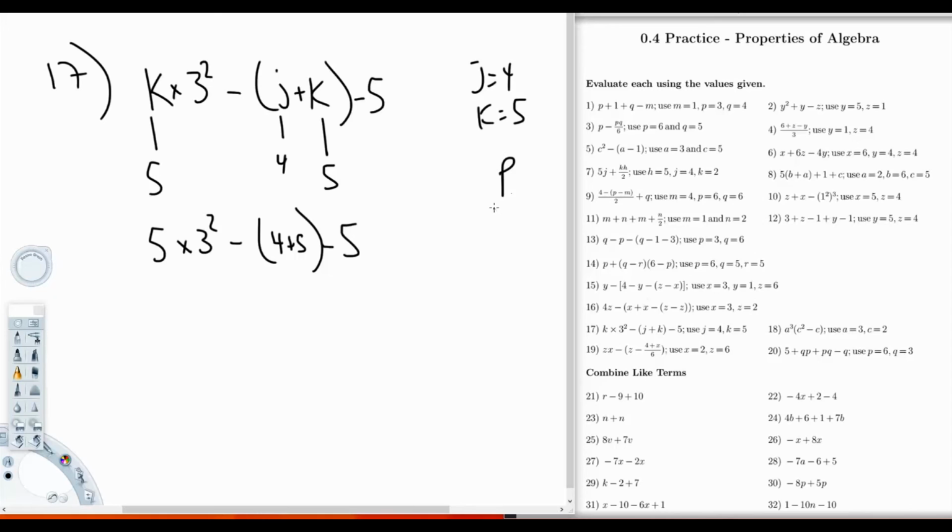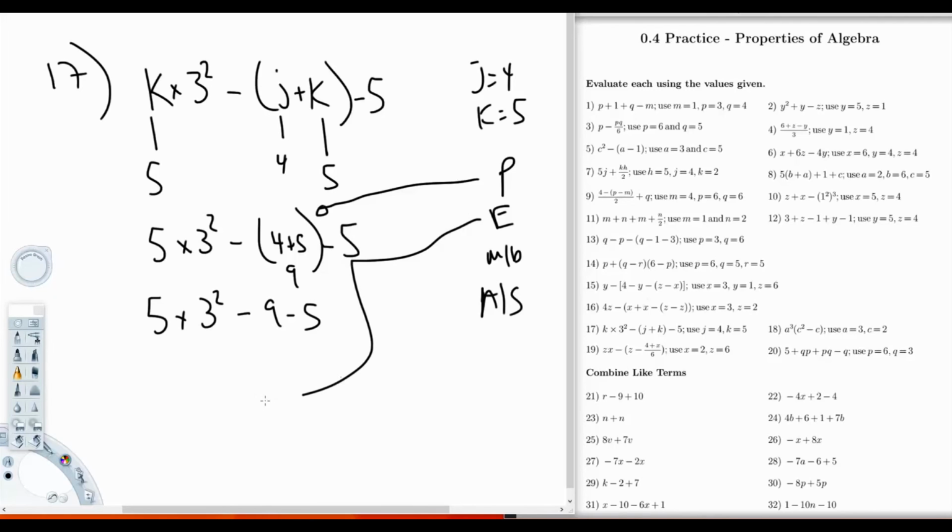Parentheses, exponents, multiplication, division, addition, and subtraction. First thing we do is parentheses. 4 plus 5 equals 9. So let's rewrite this: 5 times 3 squared minus 9 minus 5. Next one is exponents. I see one right there. 3 to the power of 2 really means 3 times 3, not 2 times 3. Twice you multiply 3, so 3 times 3.